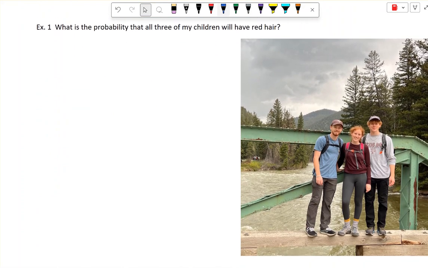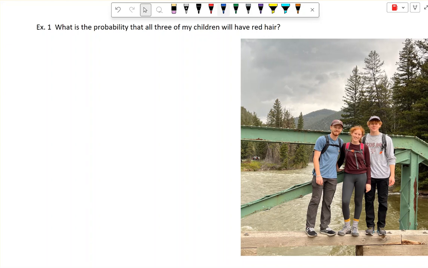So here I have an example that has to do with my children. I have 3 children, and as you can see from the picture, all 3 of my children have red hair. So imagine my surprise when every time I had a child, I ended up with a child that had red hair. By the time I had 3 children who all have red hair, I just thought that was a miracle. So let's see if we can determine what the probability is for me to actually have all 3 children turn out having red hair.